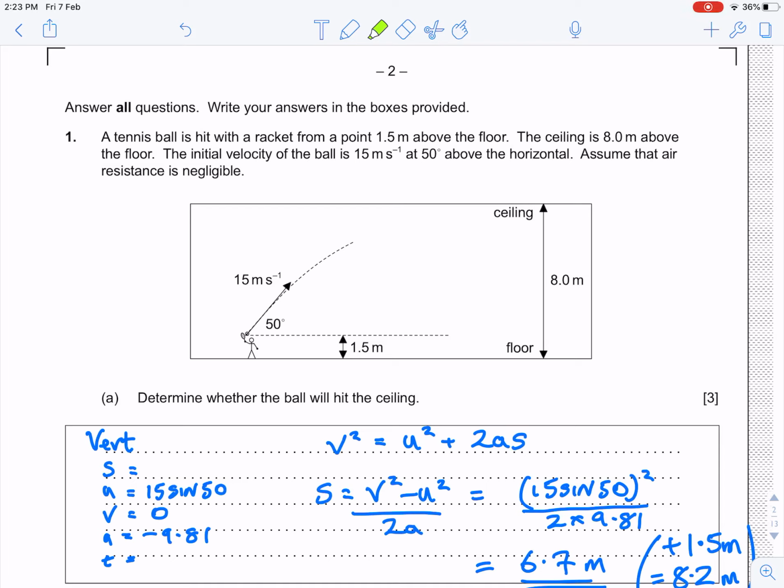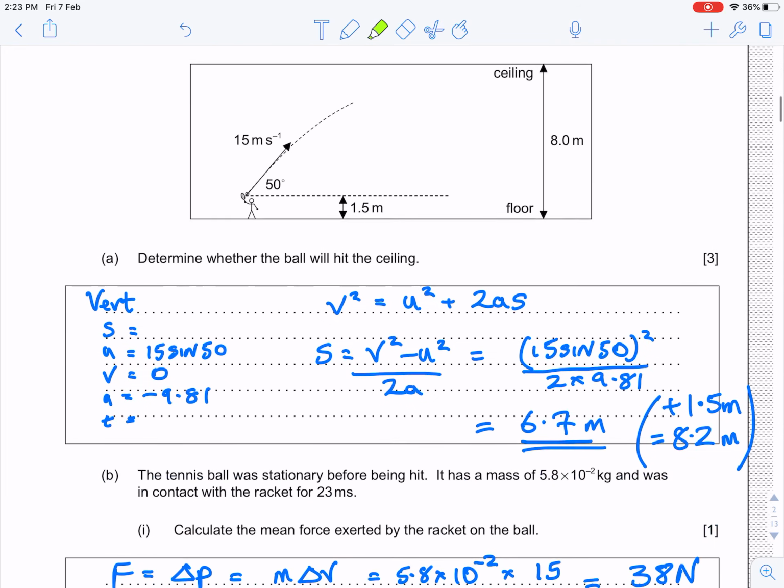So this is question 1. Let's read through it. A tennis ball is hit with a racket from a point 15 meters above the floor. The ceiling is 8 meters above the floor. The initial velocity of the ball is 15 meters per second at 50 degrees above the horizontal. Assume that air resistance is negligible.